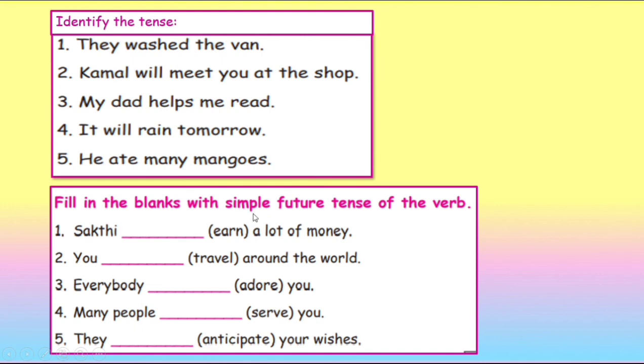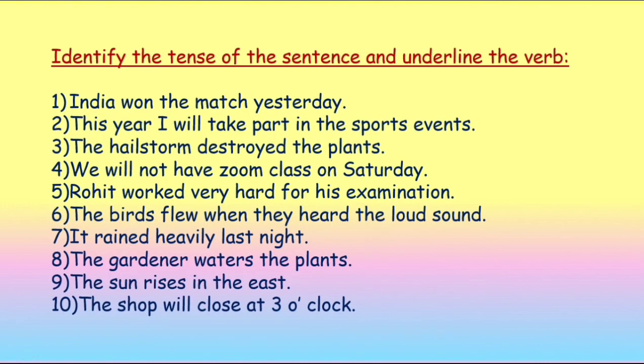Fill in the blanks with the simple future tense of the verb. Do the exercise neatly in your rough book. In the given sentences, you have to identify the tense of the sentence and underline the verb. So you will underline the verb in every sentence and you will identify whether it is present tense, past tense or future tense. So, India won the match yesterday. Won is the verb and it is the past tense. Likewise, you will do the other sentences. Solve it neatly, dear children. Do not forget to make a list of the regular and irregular verbs neatly.